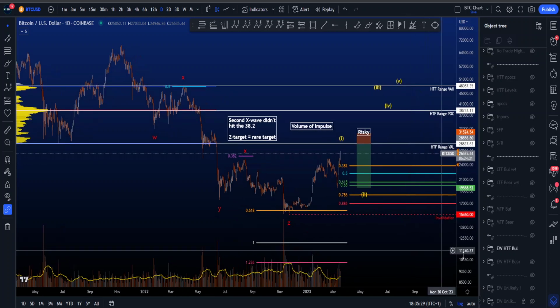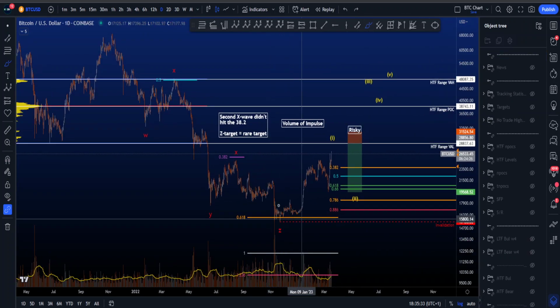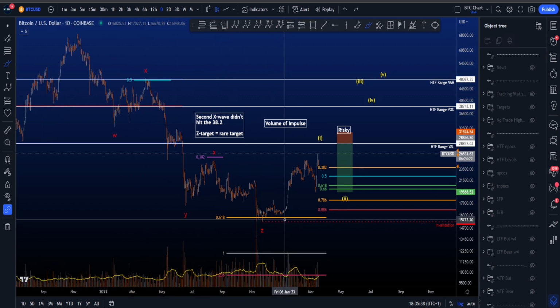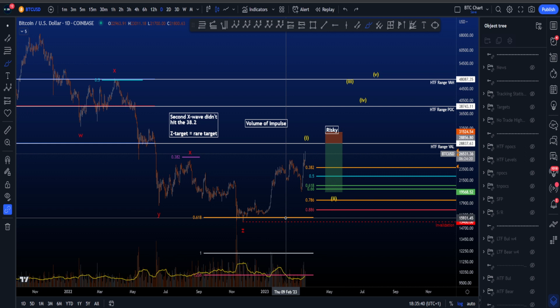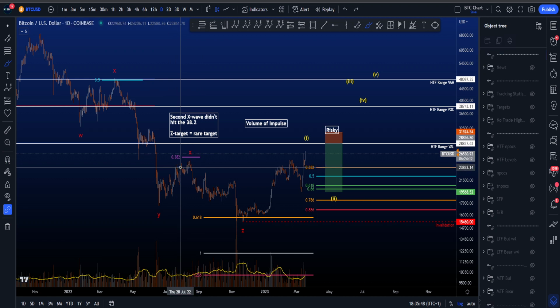So the bullish scenario is that from the all-time high, the bear market is already finished with the end of wave Z. We then had a W, X, Y, X, Z. There's, however, two reasons it's not necessarily my favorite, so it's a little bit of an alternative in my opinion. That is that wave X did not hit the 0.382 Fibonacci over here, which is very rare, because it usually is a minimum target.